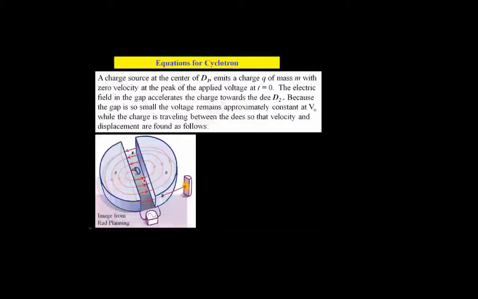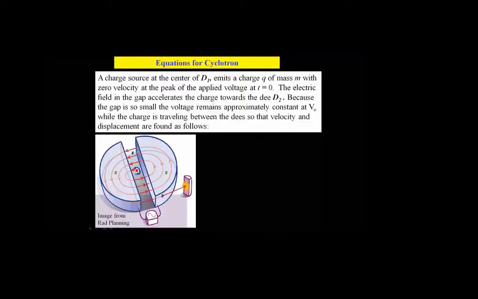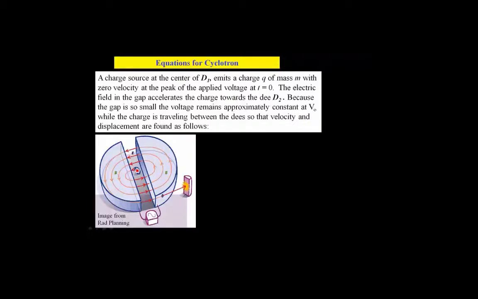So what you have is a source of particles here. It could be ionizing, for example, hydrogen gas, creating H+. There's lots of different ways of creating a charged particle. So it's emitted and has essentially zero velocity, and it's slightly accelerated the first time, and then we won't worry about that.